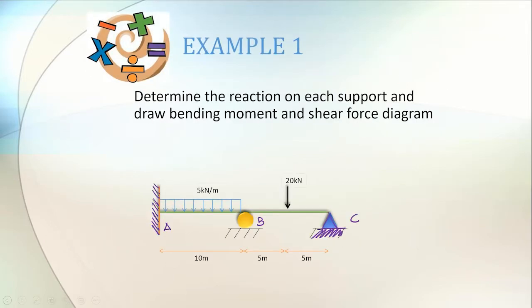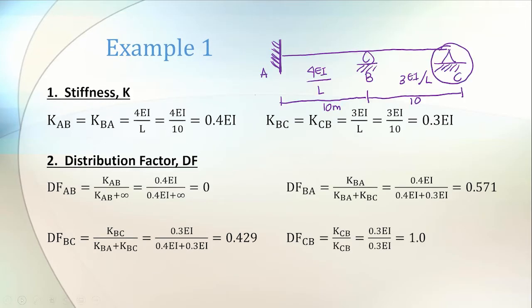In the diagram here, this is 10 meters and this is also 10 meters, the same. That's why for 3EI over L you divide by the length of 10 meters. Just divide, and you will get 0.3EI for this one. We're going to calculate the distribution factor, because the name is moment distribution method. So you need to distribute the moment. So we need a factor for each direction of moment: A to B, B to A, B to C, C to B.